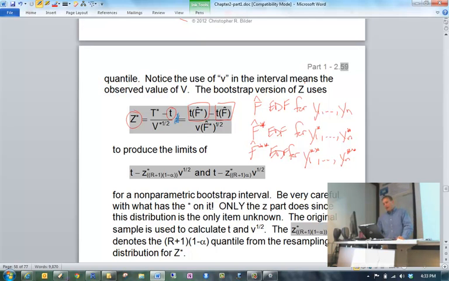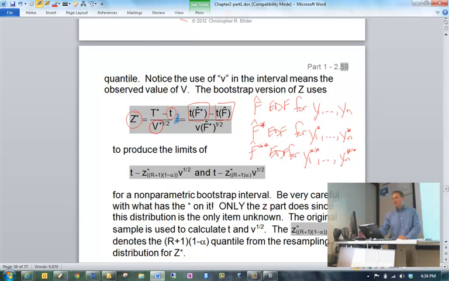Okay. Now, this is on page 60. One thing that we haven't really discussed is, well, what is V? What should we use for V or V star? Again, remember what V is. It's the estimated variance of your statistic of interest.